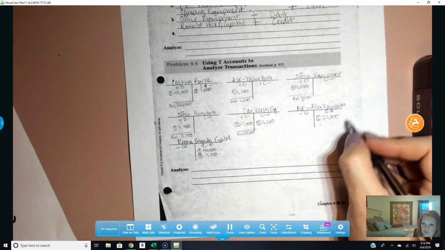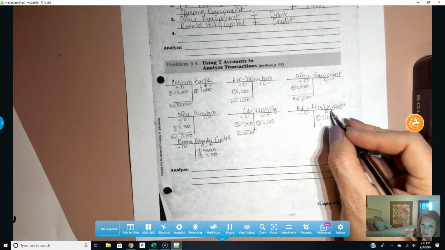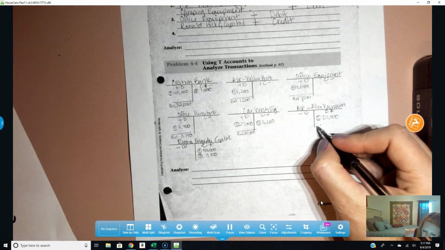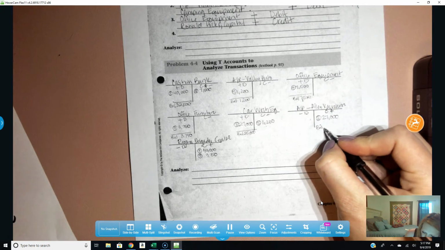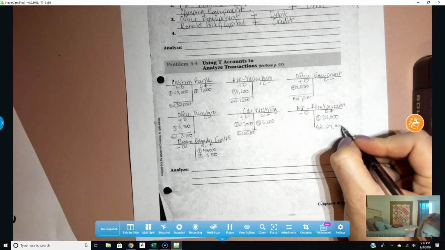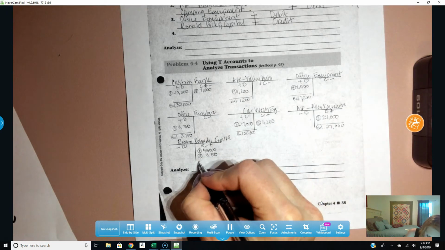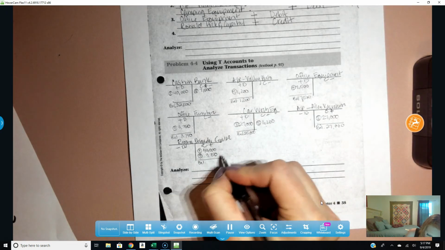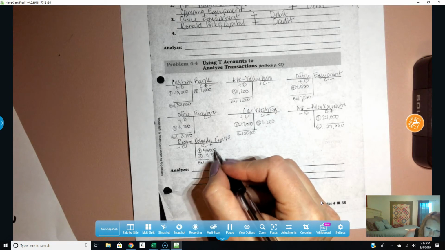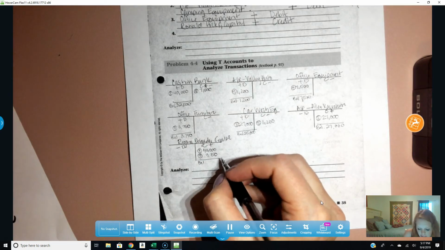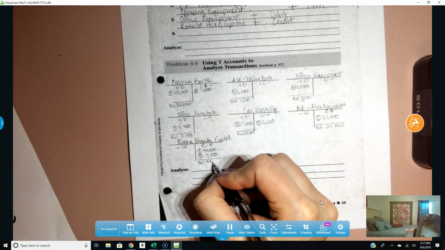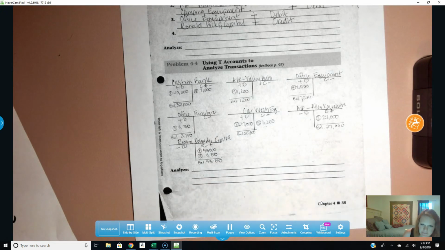All right, so now we move over to our liability account where it increases with a credit, so our normal balance side moves over to that credit side. And since we had two transactions here on our increase side, we just add them together and we get 43,750.